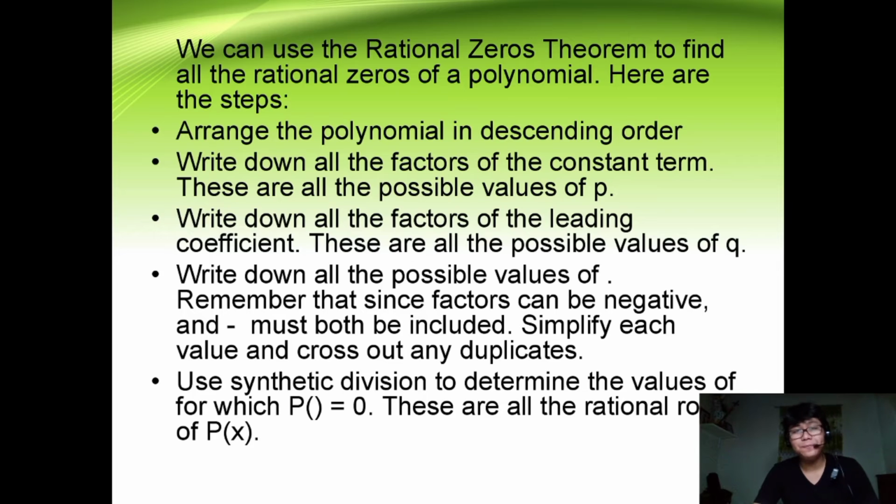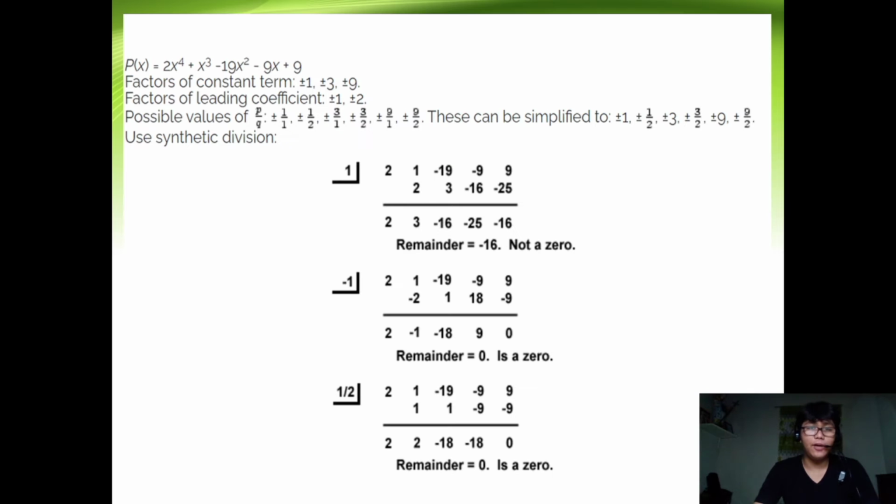So here are the steps. Let's apply it on our example. The example is 2x raised to 4 plus x cubed minus 19x squared minus 9x plus 9. Here, all of the needed terms are given: the factors of the constant term and the factors of the leading coefficient. We're just going to look at the leading coefficient and list all its factors, and the factors of the constant term, and then set that as p over q.